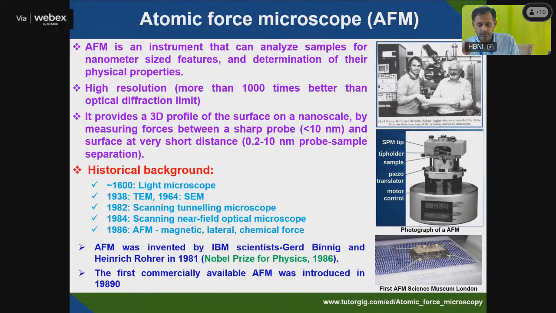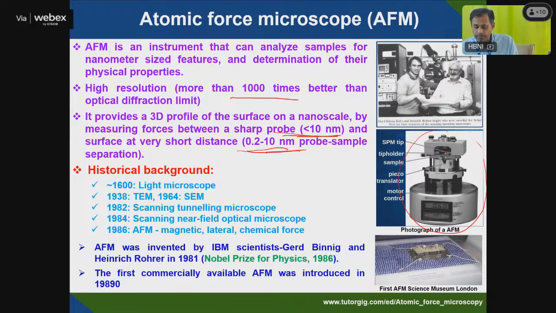If you see AFM, it has high resolution, about 1,000 times better than an optical microscope. You can see up to 10 nanometers if you use a sharp probe. With a short distance, nanometer-size samples can be seen. This is some of the history that I am not going to discuss. And mostly, if you see here, this is the SEM image and this is the AFM image.